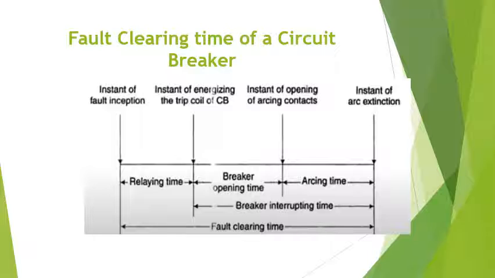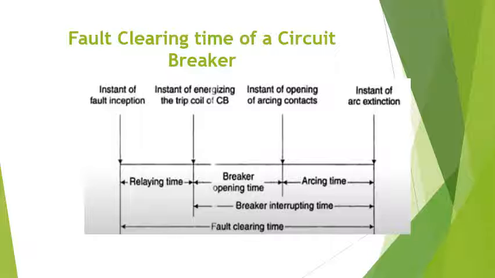Fault clearing time of a circuit breaker. There are two components: the relaying time and the breaker interrupting time. In the relaying time, the fault, at the instant it occurs, is sensed by the relay, which then sends the signal to the trip coil of the circuit breaker. That is called the relaying time.